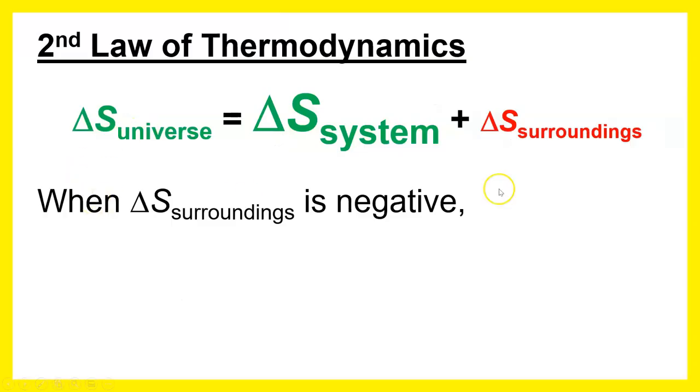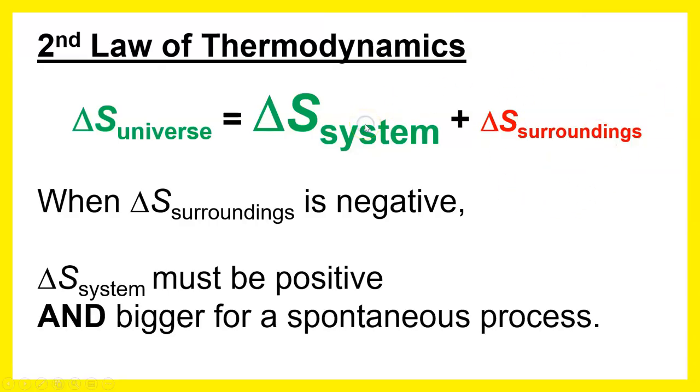If your surroundings is negative, maybe there's a decrease in entropy of the surroundings, then your entropy of the system change needs to be positive and bigger than whatever this negative number was, so that we can end up with a positive, favorable delta S universe.